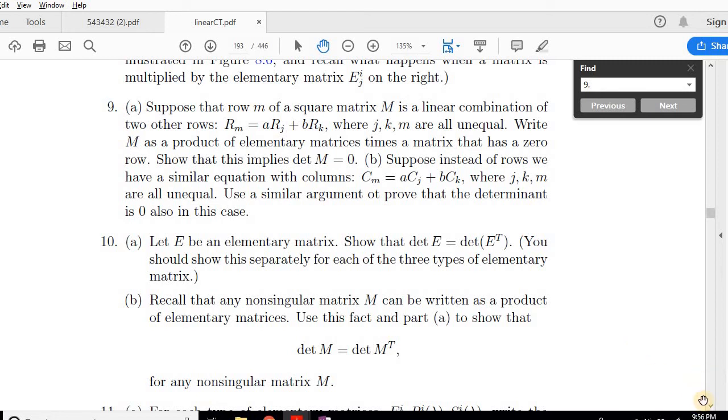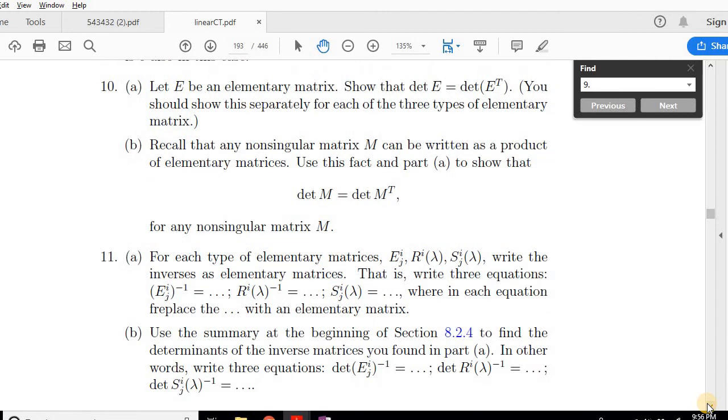Well, no, it is as easy as you made it. Yes. Well, I mean, I think you have to be a little bit careful. For instance, I know that S_ij of lambda, if you flip it, that is not the inverse. But in the chapter, I think it tells you what the inverses are if you want to dig there. The other thing you can think about is that each one of these matrices corresponds to a row operation, and you can think of what the inverse row operation is.